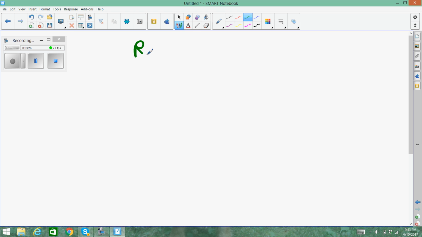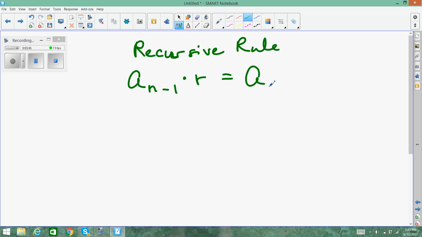Remember, there is a recursive rule that we can use to write pretty much any pattern, and that just relies on the previous term. Remember, a sub n minus 1 times the ratio equals a sub n. So a recursive rule just says take the previous term and multiply it by our common ratio, and you get the term. So a sub n, this is the one before it, and that's how you get that term.